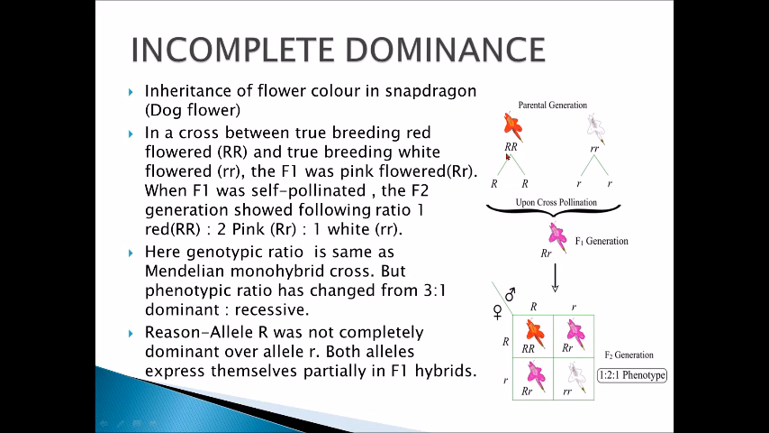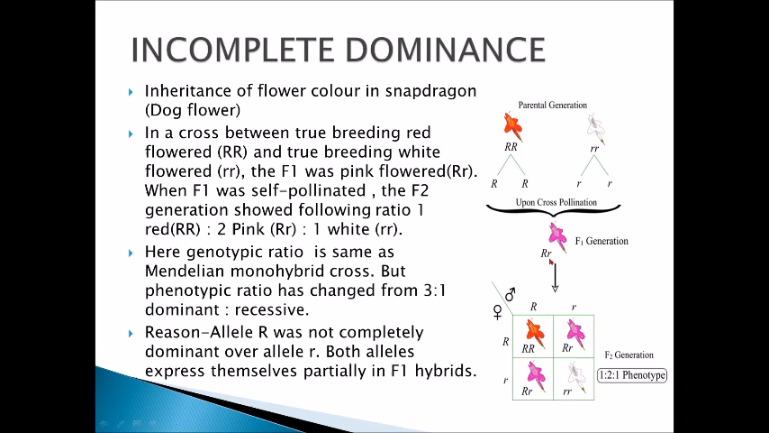The process of meiosis occurs and gametes are formed. Both will form similar kinds of gametes. Here it will form small r type of gametes, and this will produce capital R type of gametes. When the cross fertilization is done, in the F1 generation, the flowers are pink flowers. And these flowers have the genotype one capital R and one small r.